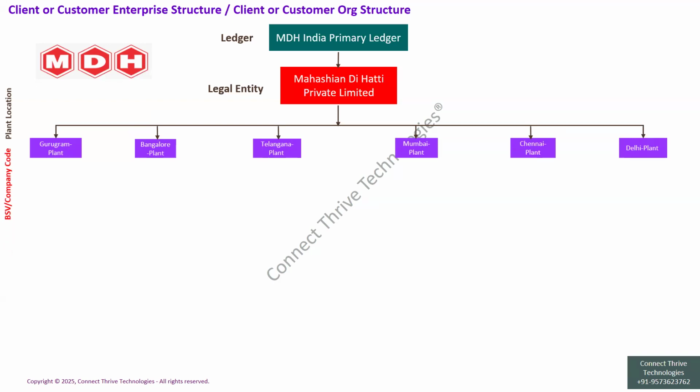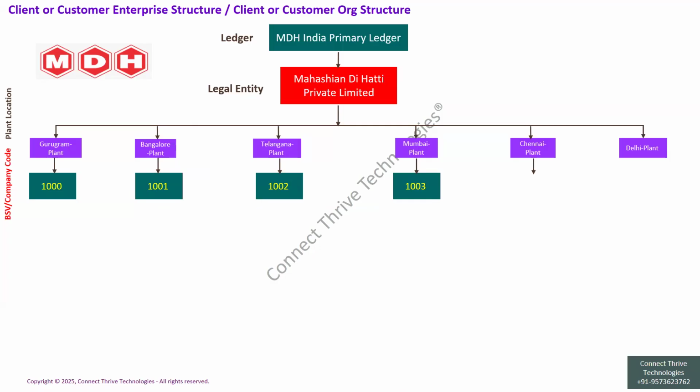So for each plant, we should maintain the transactions at each plant level. In this case, we segregated each plant-wise. We proposed company codes like 1000 for Gurgaon plant, 1001 for Bangalore, 1002 for Telangana, 1003 for Mumbai, 1004 for Chennai, and 1005 for Delhi. So to book each plant level expenditure, revenue, sales, whatever it may be, any kind of transaction, we should use the specified balancing segment value or company code to segregate the units, plants or locations under the legal entity which we have.